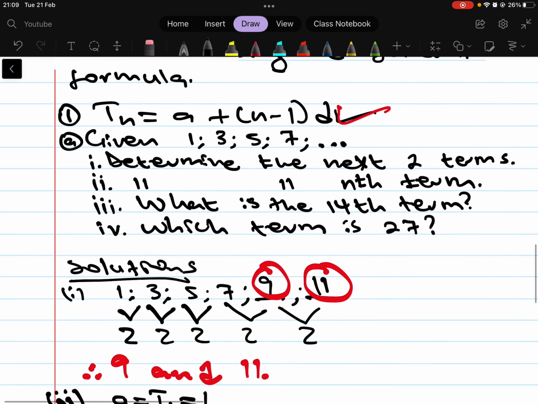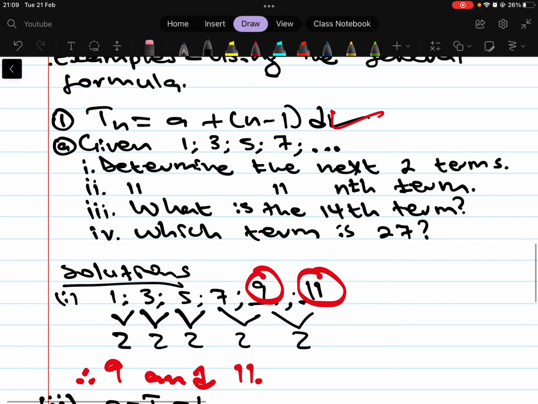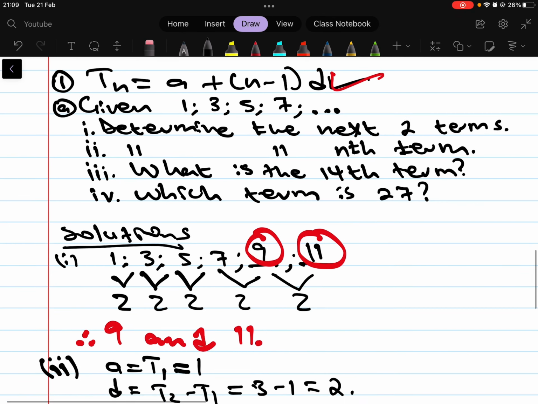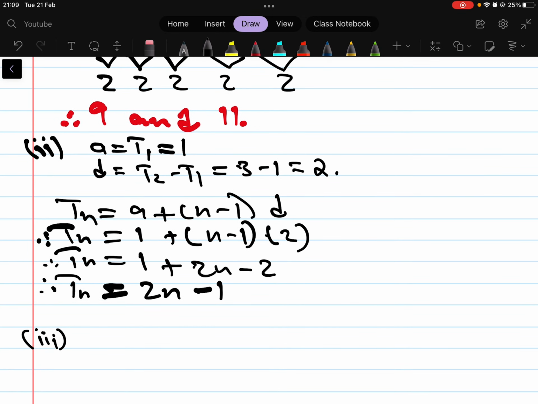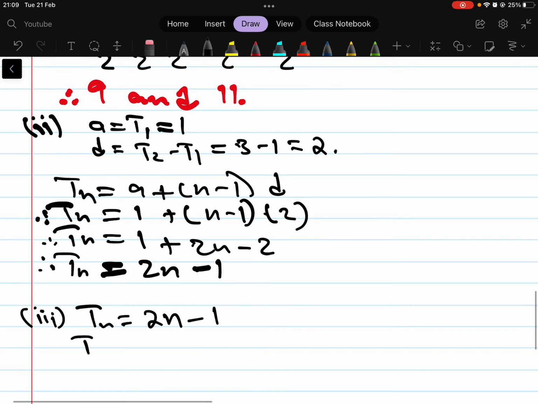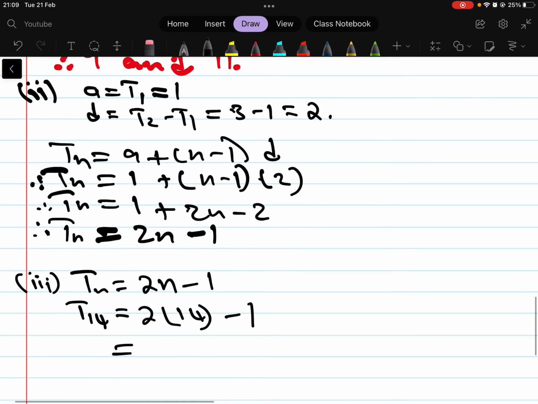Now moving to the third part of the question, they are asking you what is the 14th term. That's basically term number 14. You know the nth term, it's given by this. You've already determined it. This is the nth term, 2n minus 1. Now the 14th term is just term number 14, which means where you see n, you just substitute with 14, not the 12 that I just did. Then you get your value. Now 14 times 2 is 28, and then 28 minus 1, that is 27. I hope that's correct. Then we move on.